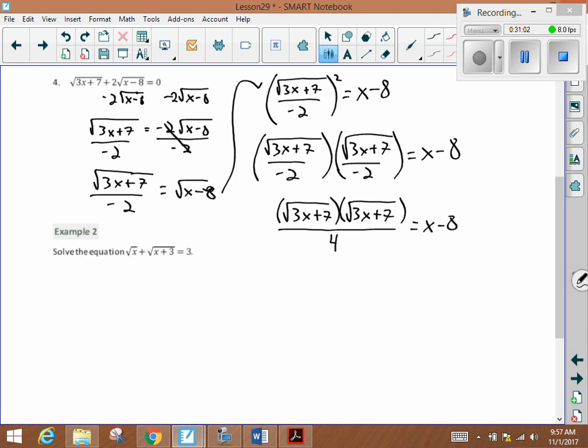And you're going to see something really cool happens here, right? Remember at the end of lesson 28, we did multiply something like this. It turns out that if I multiply the square root of 3x plus 7 times the square root of 3x plus 7, isn't that the same thing as the square root of 3x plus 7 squared? Which means that our radical just goes away. It's awesome. So that's why I am able to go from there to there.